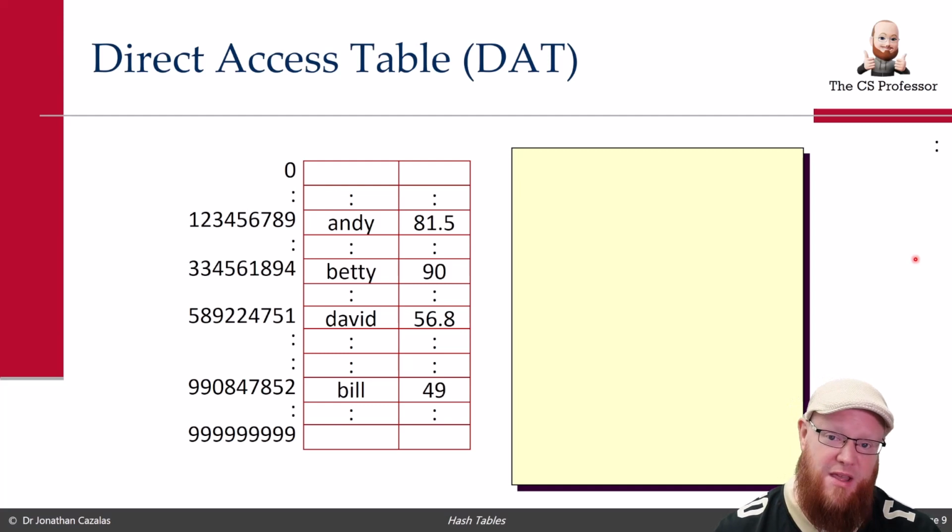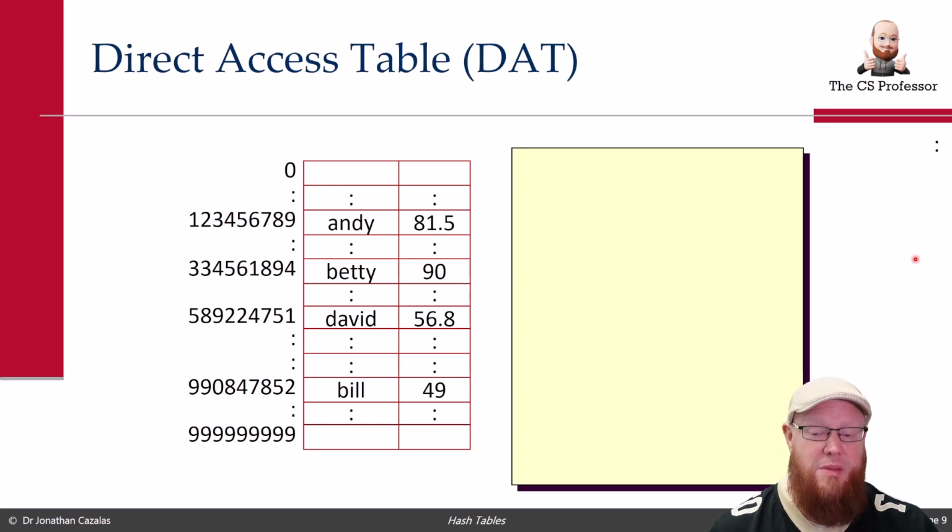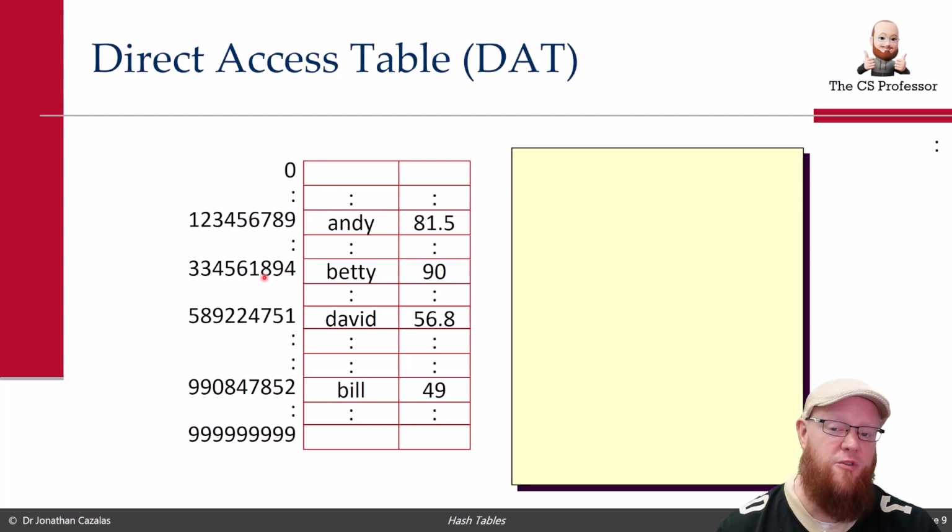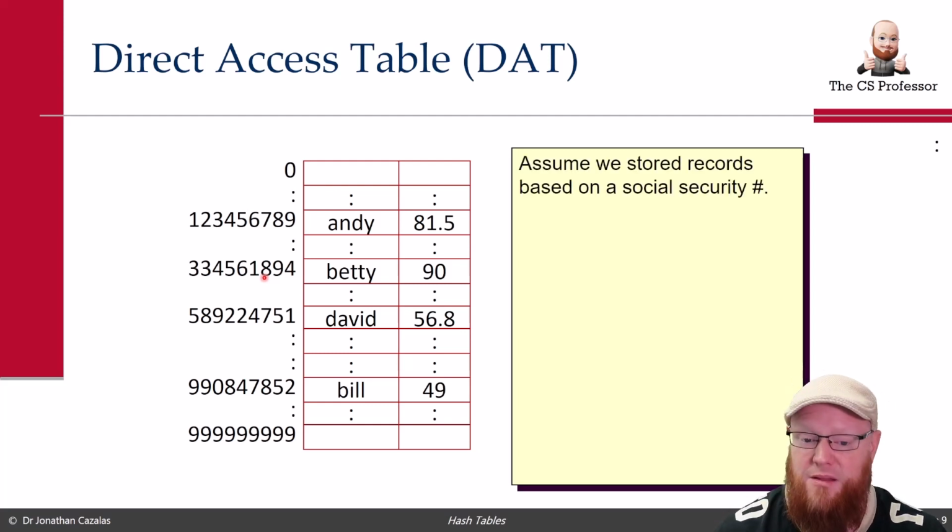So going back to that example where we have Andy, Betty, David, Bill, what if we make the array so large that they're stored at the index that matches their social security number? So Betty is at 334561894. That's Betty's index. No one else has that social security number. So we can directly access Betty in O of 1 time, print their information, access their information, update their information.